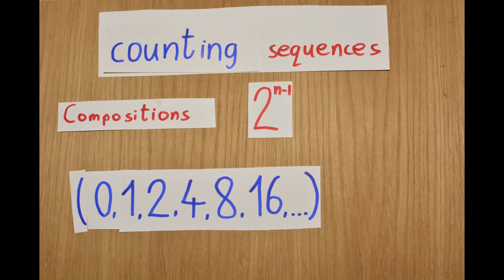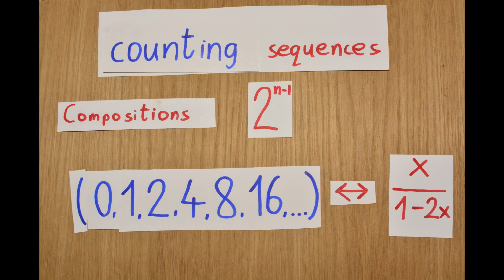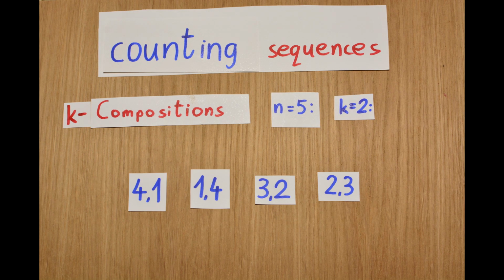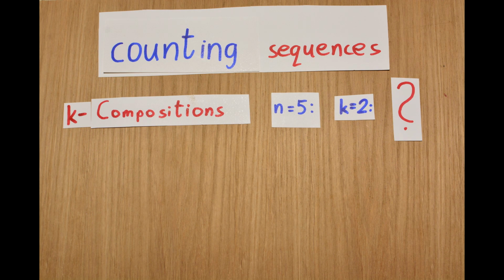The sequence that counts the number of compositions is therefore this one. And maybe you can already see what its generating function will be. We can also count k compositions. These are only the compositions which have k elements. For example, the number 5 has these 4 2-compositions. Can we get the formula for k compositions?